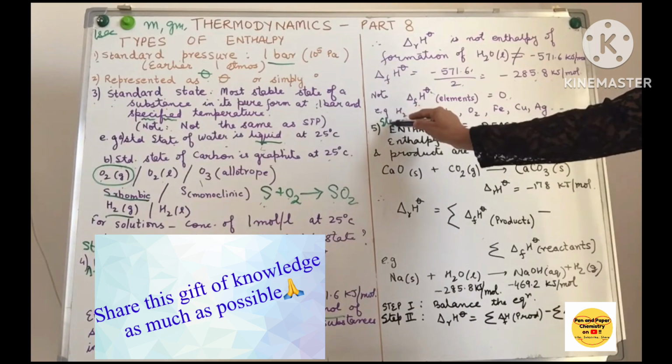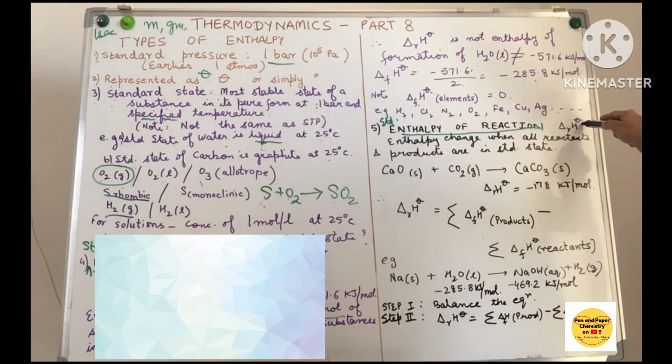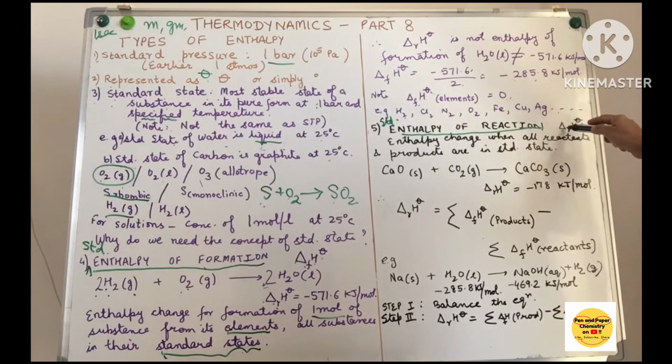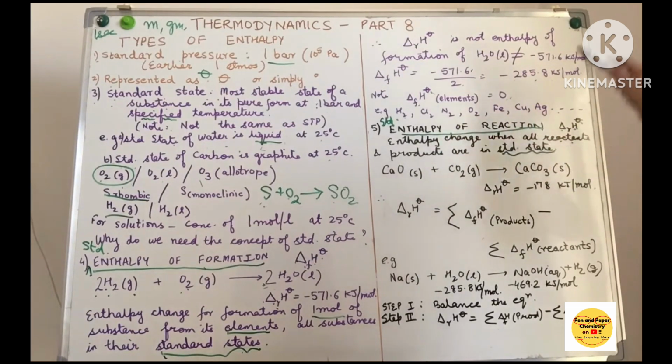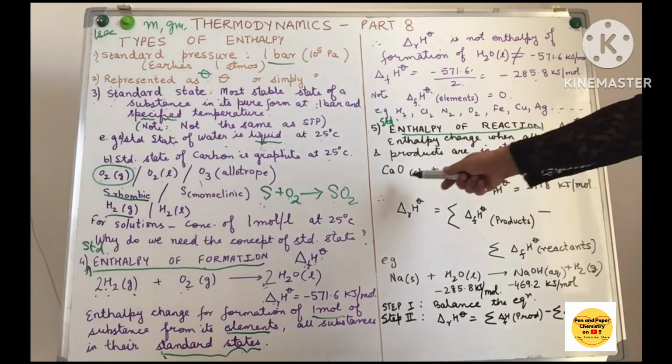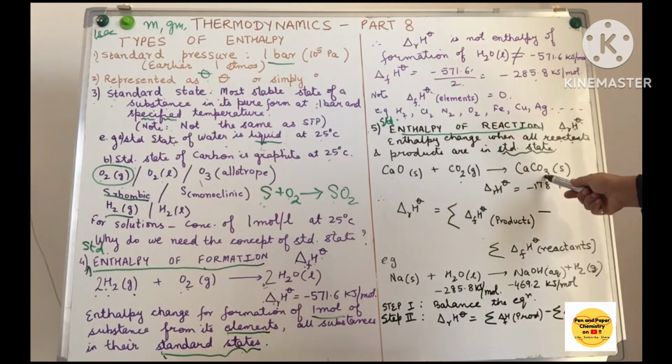Standard enthalpy of reaction. Standard, so we'll put the naught sign over here, delta H R naught. The change in enthalpy of a reaction when all the reactants and products are in their standard state is simply called the standard enthalpy of a reaction. We've taken a very simple reaction over here: CaO plus CO2 gives you CaCO3.